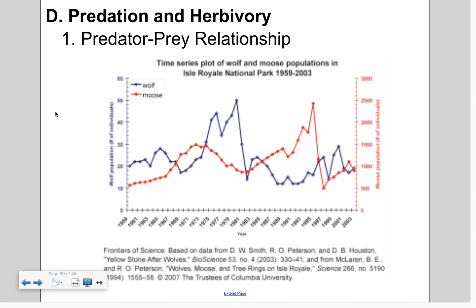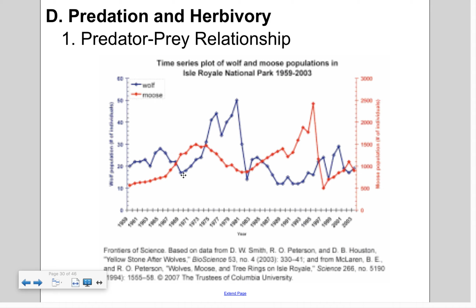Predation and herbivory is also an example of density dependent. So we have this predator-prey relationship, and I know this is a very blurry diagram, looking at wolf and moose populations on Isle Royale National Park. Blue is wolf and red is moose. And you always see that, okay, here we have a high predator and a low prey, and the predator population drops off because there's not enough food.